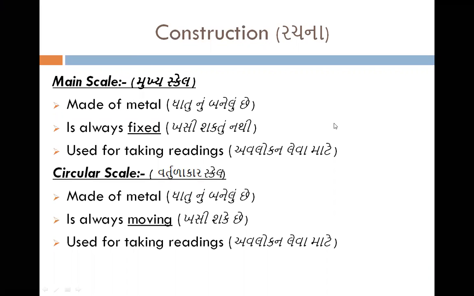If we go to the construction part, the whole apparatus is made up of metal. As in the video of vernier calipers, I have given you a technique to write the construction. If you want to write the construction, you can ask the questions what it is made up of, where it is placed, and why it is placed. આ ત્રણ સવાલના જવાબ તમે લખી દેશો તો એનું રચના કે કન્સ્ટ્રક્શન કમ્પ્લીટ થઈ જશે પાર્શિયલી. શેનું બન્યો છે, ક્યાં મૂક્યું છે અને શા માટે મૂક્યું છે.